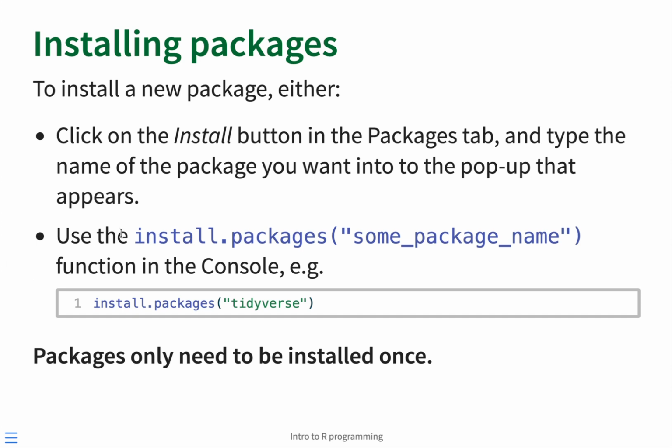So R comes with a function called install.packages. And as an argument to that function, you can pass a character string that's the name of a package you want to install. So for example, there's a package that we're going to be using a lot called the tidyverse. And we could run this bit of code here to install that. Now you only need to install packages once. Once they're installed on your computer, then they're going to be there forever unless someone uninstalls them.